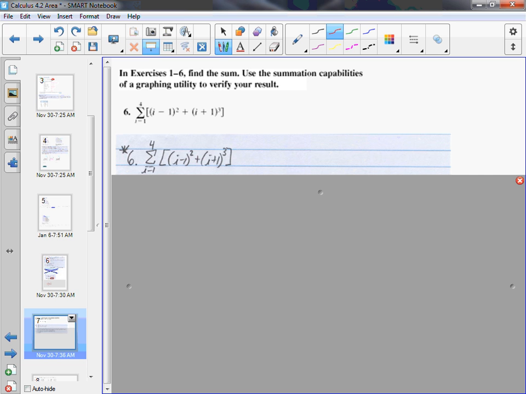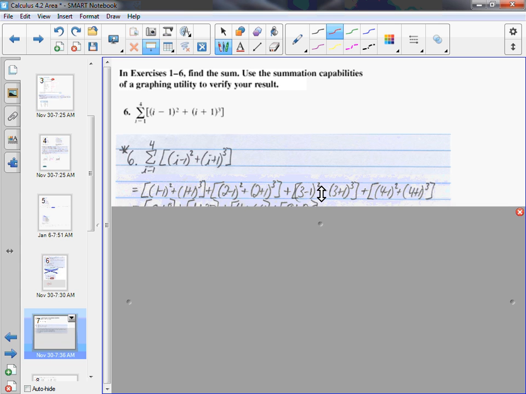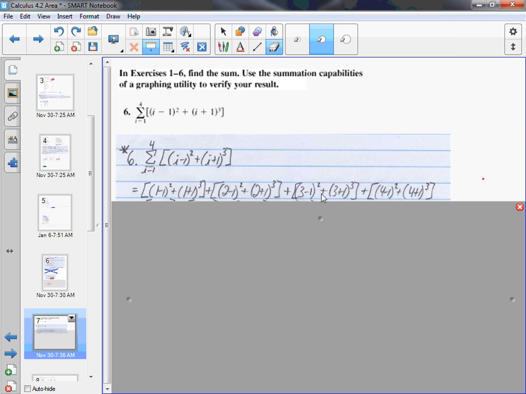Since it's just going to be 4 of them, because i goes from 1 to 4, I think we're better off just sucking it up, putting a 1 in there for i, figuring out what we get, then putting a 2 in for i, figuring out what we get, then a 3, then a 4. So that's what we're going to do. So first, I put a 1 in there. Then I put a 2, then a 3, then a 4.